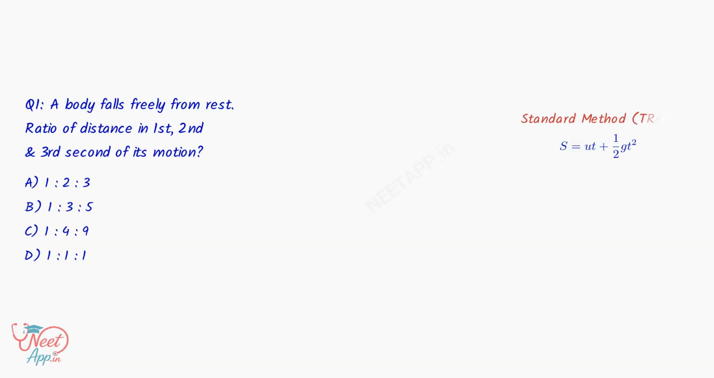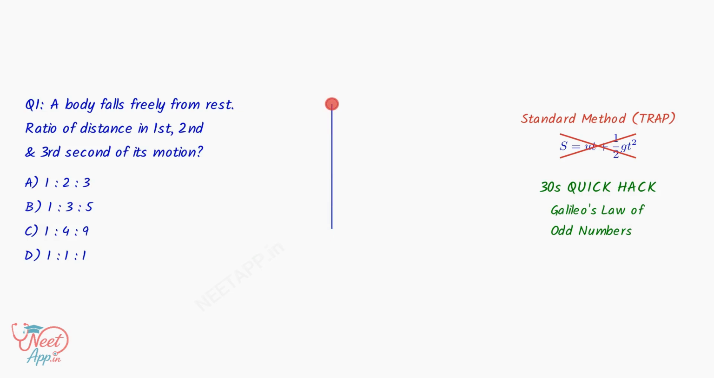You are taught to calculate the total distance at t equals 1, 2 and 3 using the formula s equals ut plus half gt squared and then manually subtract them. That takes way too long during an exam. Here is the 30-second hack, Galileo's law of odd numbers. For any body dropped from rest under constant acceleration, the distances covered in equal successive time intervals are always in the ratio of consecutive odd numbers.